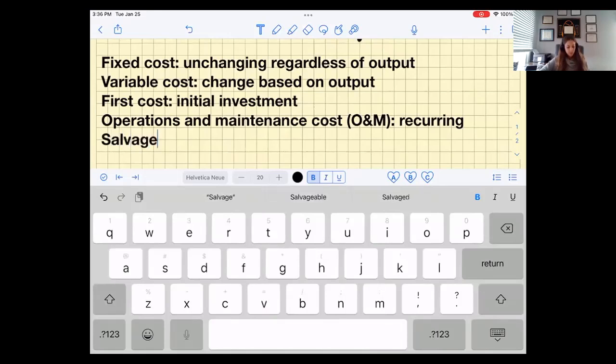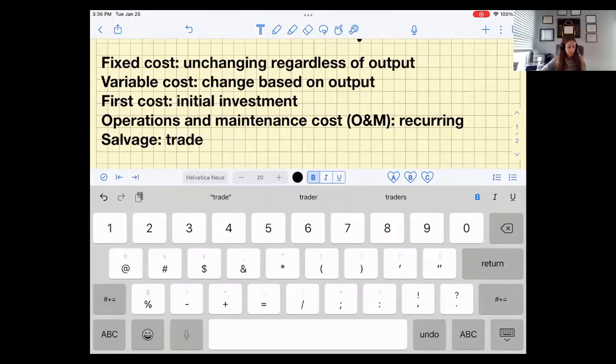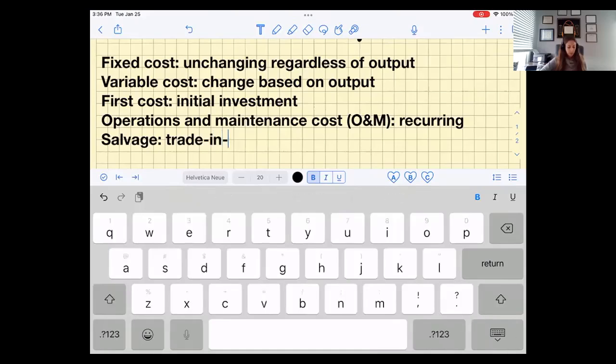We also have something called the salvage. Does anyone know what a salvage is? Salvage is like what you can get for equipment that's past its used date. Very good. So it's a trade-in value. Again, I like to use the example of an iPhone. Maybe you bought it for $1,000 just last year, and then you can go upgrade, right? Their upgrade program, you can go get the next iPhone and you trade it in, and they usually give you a credit, like $500 or something. So your first cost was $1,000. Your trade-in value was $500.